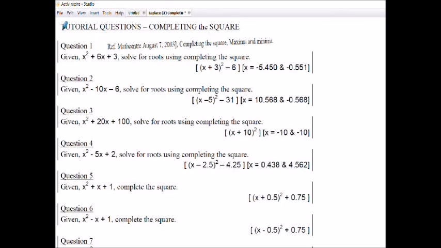I'm going to leave you with some tutorial questions to solve here using the completing the square method. The first 4 questions, I should say, questions 1, 2, 3 and 4, all ask you to complete the square and to solve for the roots of the equation. Thereafter it just asks you to complete the square.